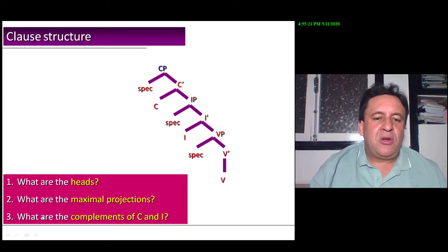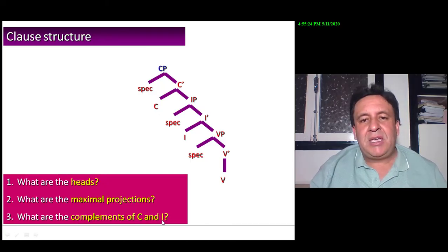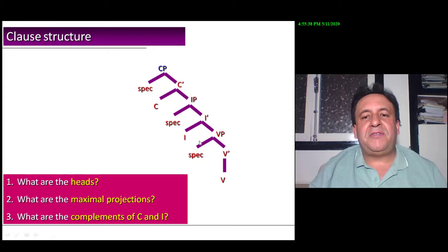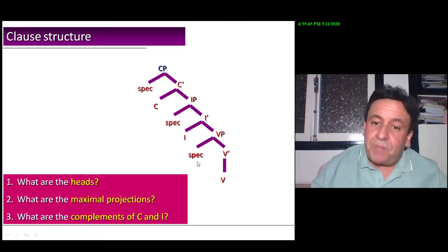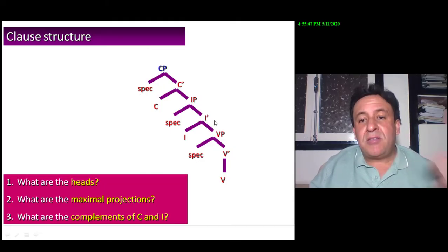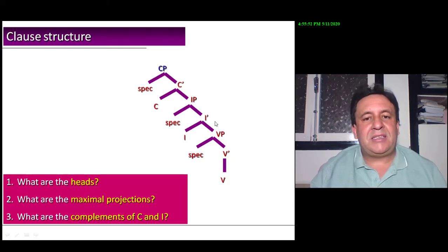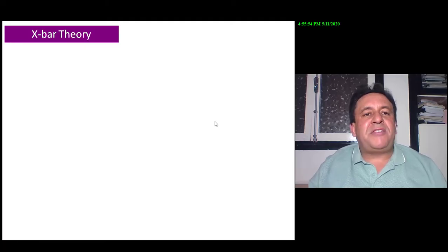Now the third question is, what are the complements of C and I? Here is C. What's the complement of C? Your answer should be that it's IP. That's the correct answer. What's the complement of I? Your answer should be that it's VP. That's the correct answer. So the maximal projections are VP, IP, CP. The heads are V, I, C. We have three specifiers because we have three phrases, three heads, three maximal projections. That's it.